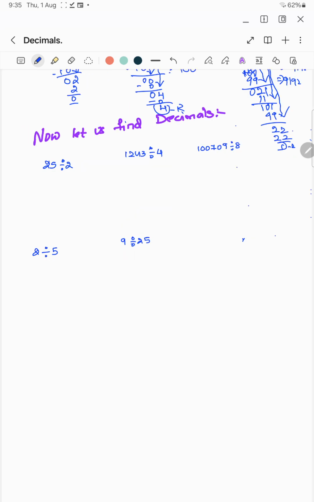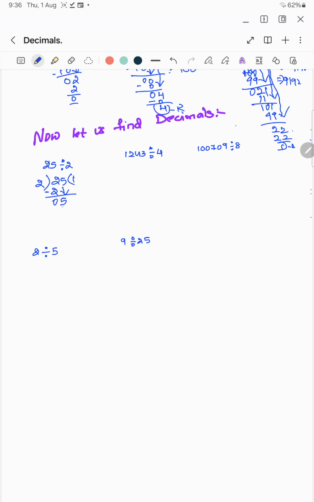Now let us find the decimals. 25 divided by 2. We can find the decimals by using division only. First check the first digit. For the first digit, we have to check the multiple of 2 which is equal to 2 or less than 2. So 2 ones are 2, and we subtract this 2 from this 2. 2 minus 2 is 0.